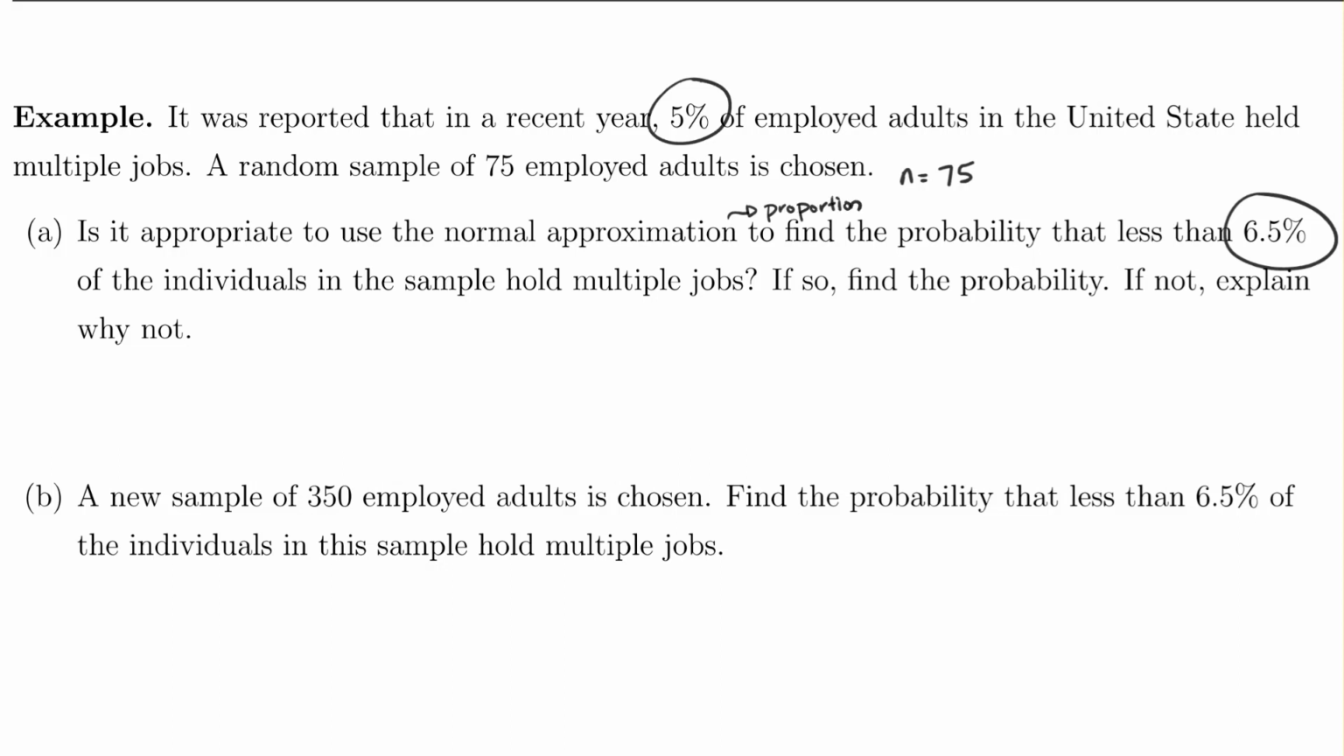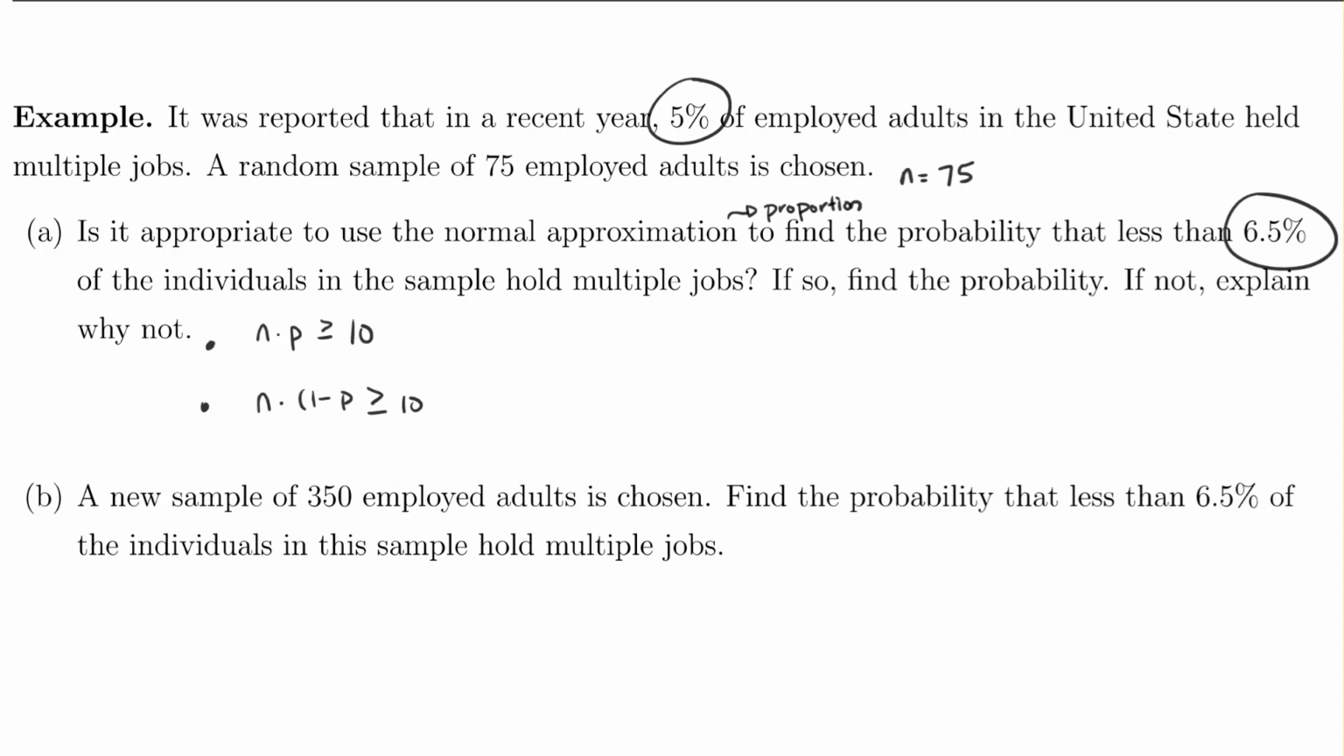And if you look back in our notes, the central limit theorem for when you can use normal approximation for proportions has two things you have to check. What are those two things? Well, it's that n times p is greater than or equal to 10, and n times 1 minus p is greater than or equal to 10.